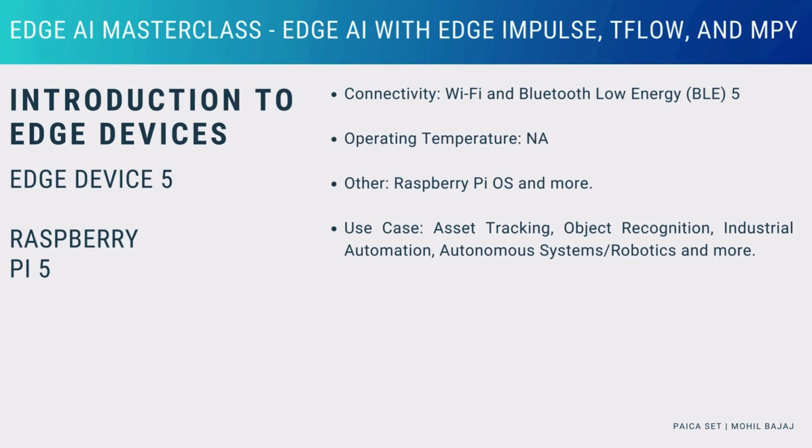And that is all for Raspberry Pi 5. In the next video, we will look at what TinyML is and how it is related to edge machine learning or edge AI. See you there.